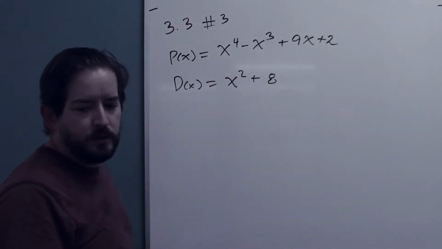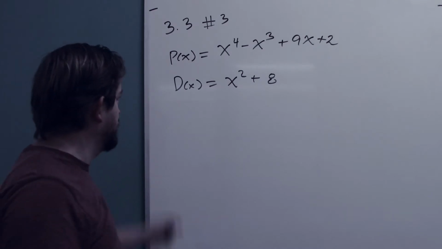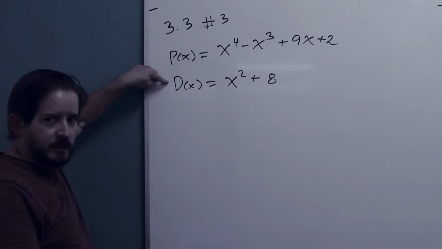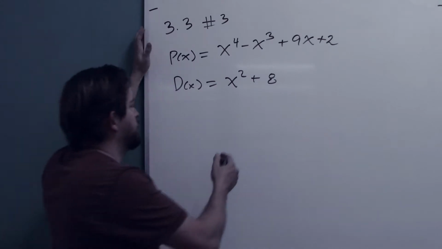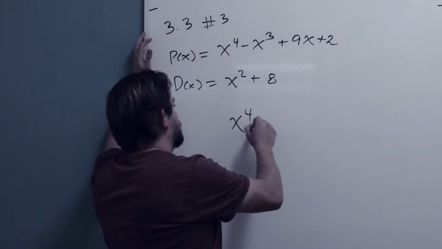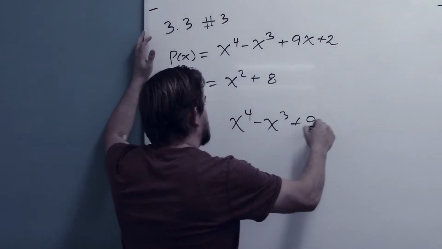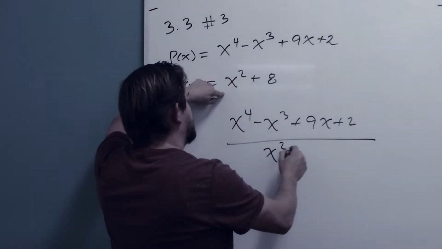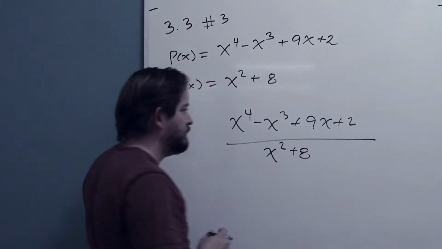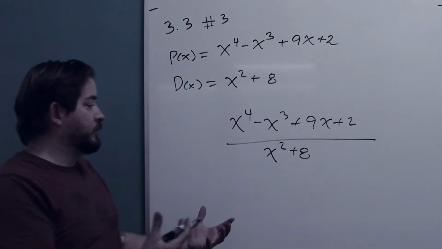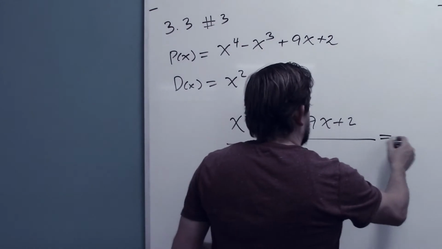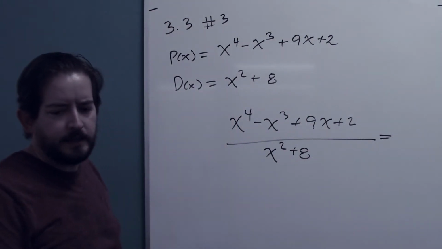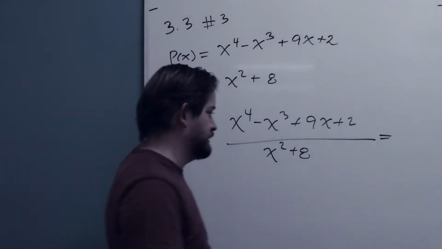So what we're really looking for, we're taking the polynomial P of x and dividing it by D, the divisor, right? So what we're really looking for is x to the fourth minus x to the third plus 9x plus 2, all divided by x squared plus 8. Right? And this is going to equal something. It's going to equal, they have it as Q, the quotient.